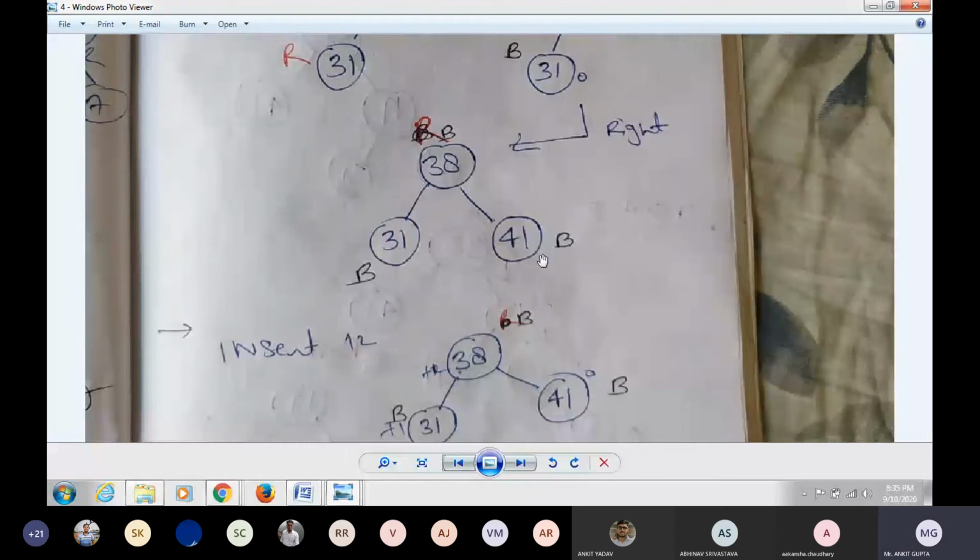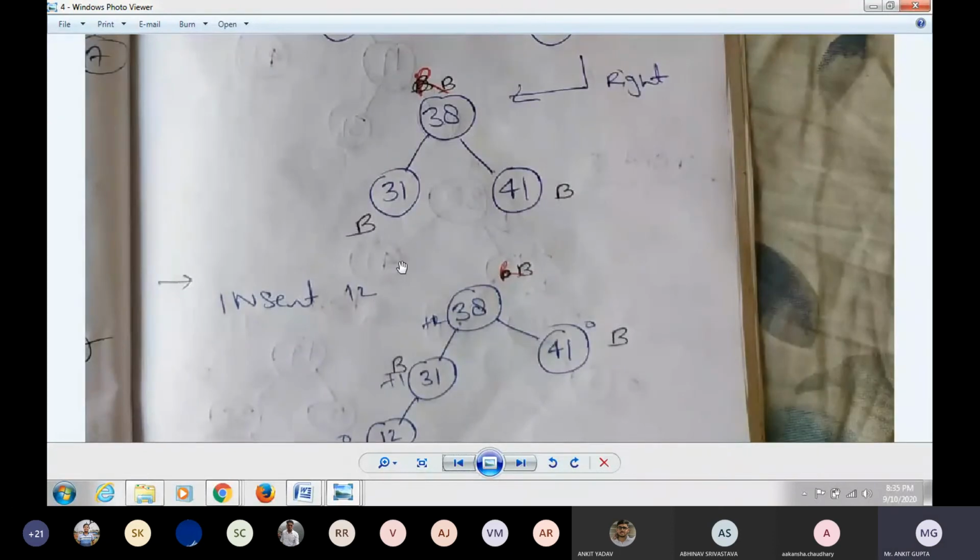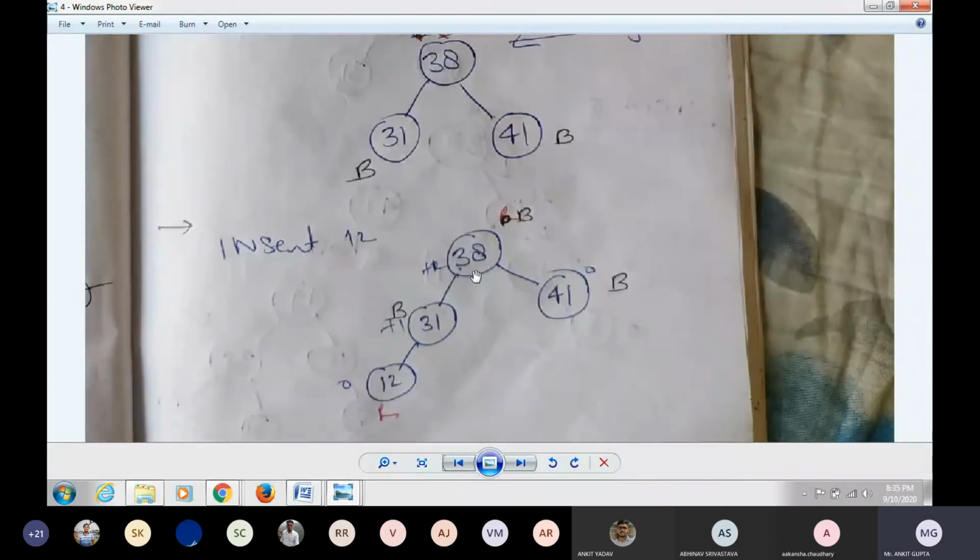Now I will insert 12. 12 will come in the left side of 31. Correct. So 12 will come here, 31, 30, 32. Now I will check the balance factor. It is 0. Balance factor here is plus 1. It is 0, and here 2 minus 1, that is 1. So still it is balanced. No need to rotate.